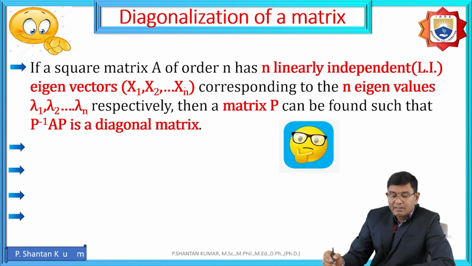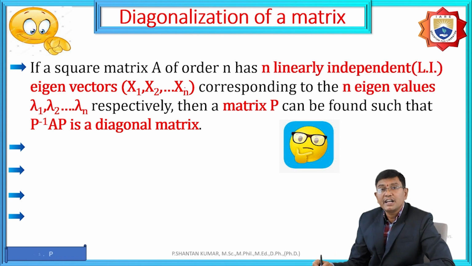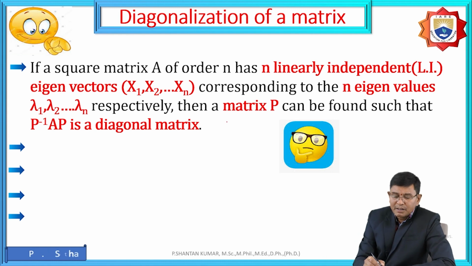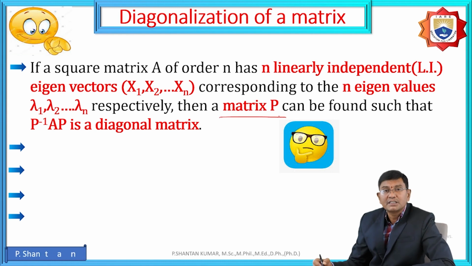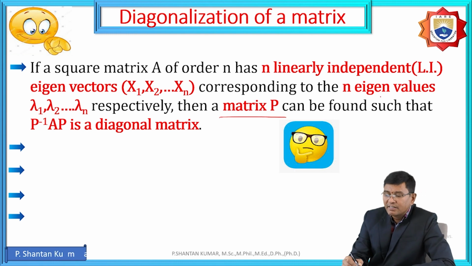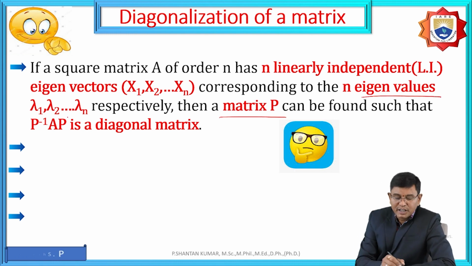If a square matrix A of order n has linearly independent eigenvectors x1, x2, up to xn corresponding to the eigenvalues lambda 1, lambda 2, lambda 3, then the matrix P can be formed such that P inverse into A into P is equal to a diagonal matrix. And what is the meaning of this? It means first we need to find the eigenvalues, and after that the corresponding eigenvectors.